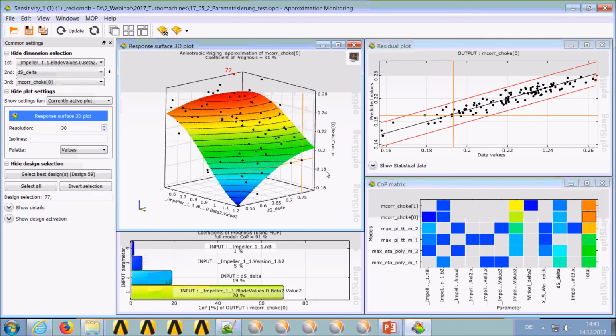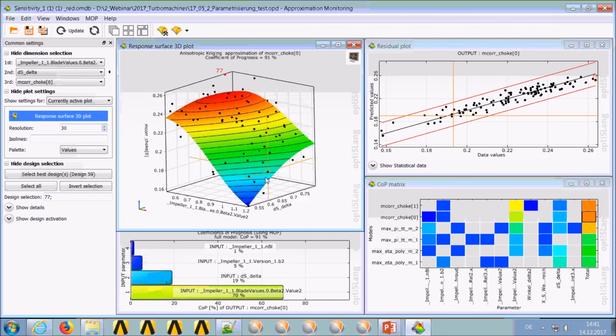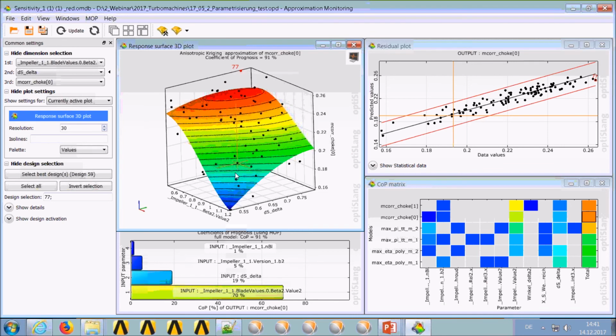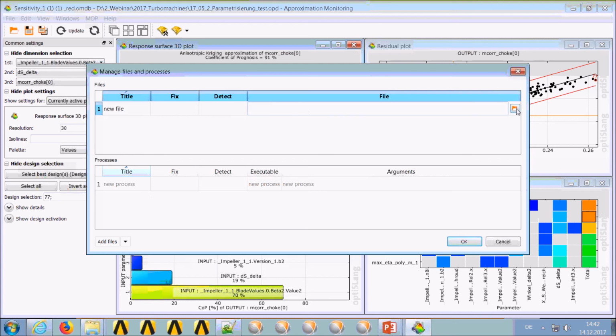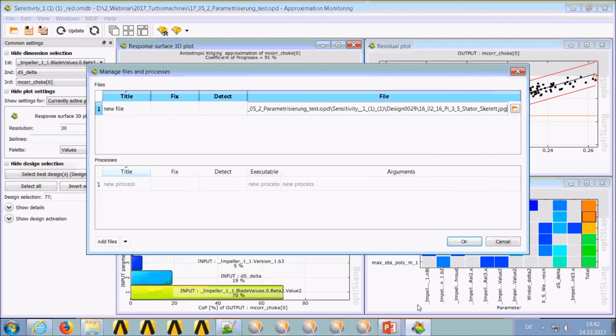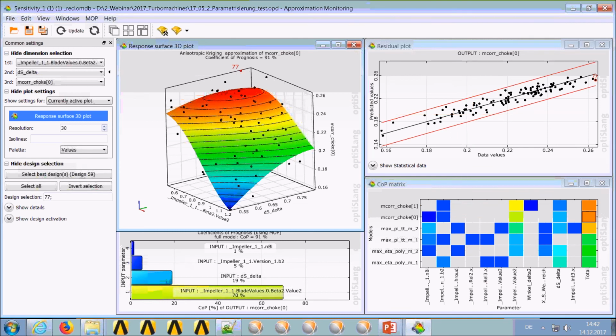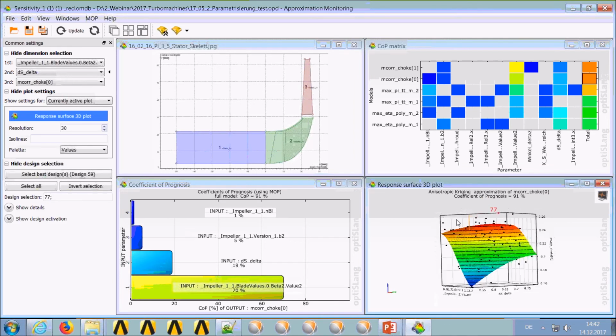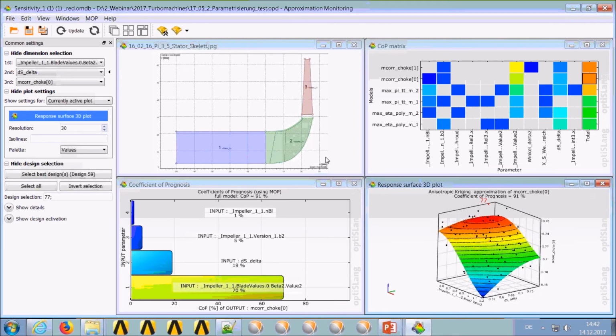And often it helps also to put in some responses from the solver, to put in some pictures, for example, that you get within the CAE process chain, and to have a look at these pictures in the post-processing. And this is what you can do in the post-processing as well. You can just select the file you want to have. For example, like this, coming from CFturbo, a meridional view. And maybe we can close this one, rearrange it. And then you get a picture from the current design.